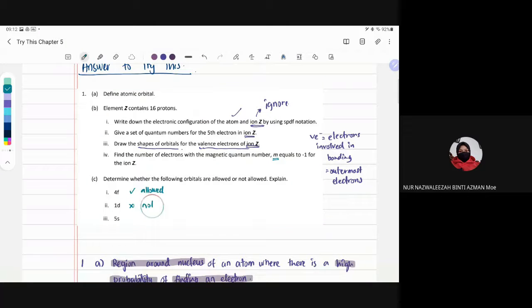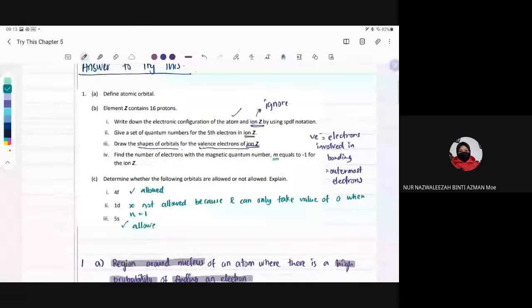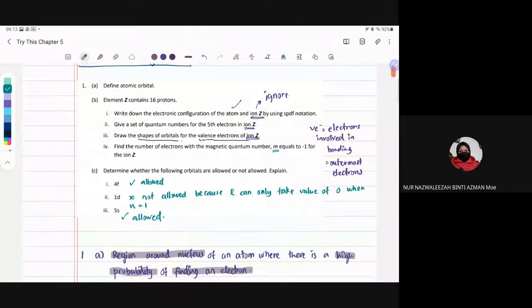1D, not allowed. Because L can only take value of 0 when n equals to 1. Itu jawapan dia. And 5S, allowed. Okay. Selalulah exam soalannya lebih kurang macam ni lah. Okay. The questions are something like this.